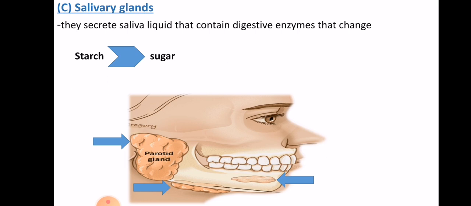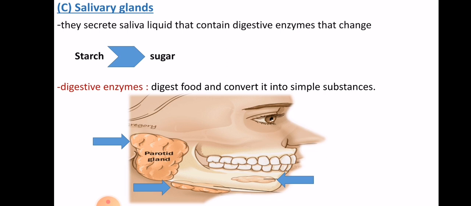What is the meaning of digestive enzyme? It is a digestive substance that digests the food and converts it into simple substances. So overall, the function of the mouth in digestion is cutting food and grinding it with the teeth, then digesting the starch into sugar. Okay, so this is the main function of the mouth.